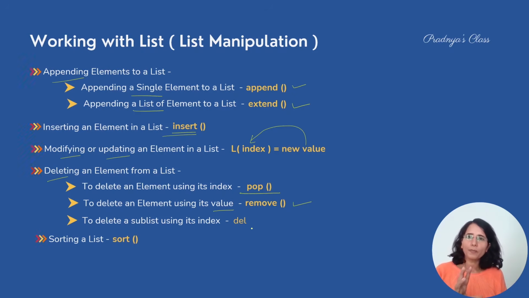There is one more option to delete an item from the list. We can use the del statement. What is the advantage of using the del statement? We can delete a sublist from the main list. The last important operation which we can perform on a list is sorting a list. For that you can use the sort method.